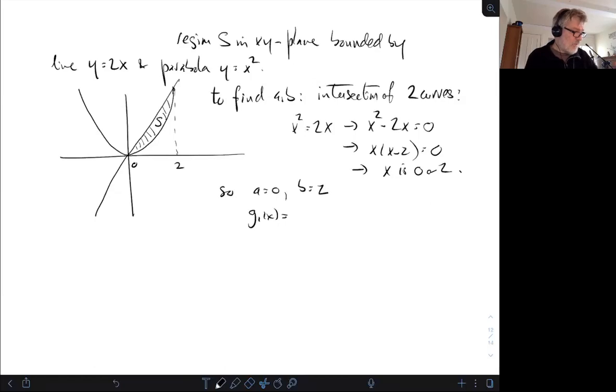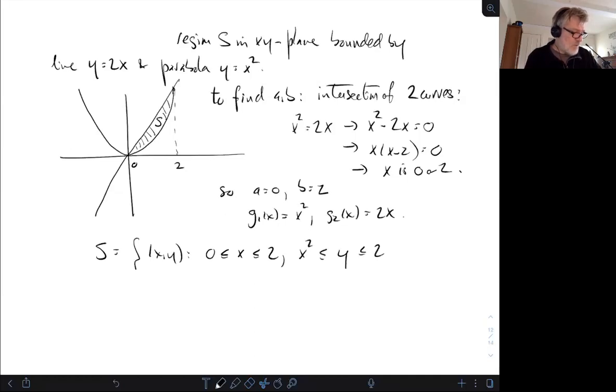g1 is the small function, which is x squared. g2 is the big function, it is 2x. Right? So let me write S. S is the set of all (x, y) such that x is between 0 and 2, and y is between x squared and 2x. This is S. Okay?